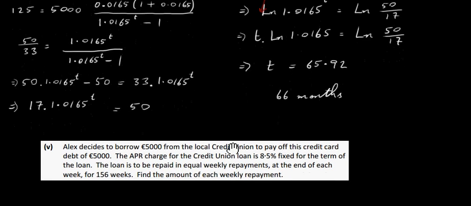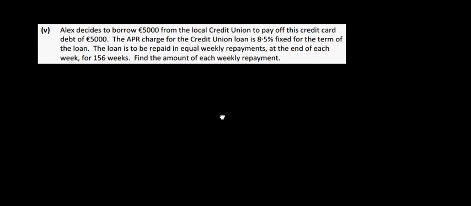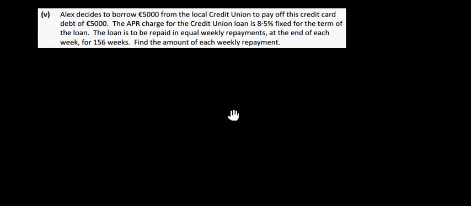Okay, so let's look at the next question then. Now, in this particular case, Alex decides to borrow €5,000 from a local credit union to pay off his credit card debt. The APR charge for the credit union is 8.5%. So you can see the interest rate is a lot lower than for a credit card. So it's a good idea to take out this loan, because he's going to have to pay back less to the credit union than he will to the credit card company.